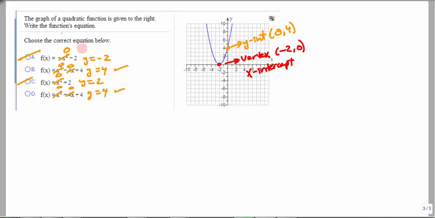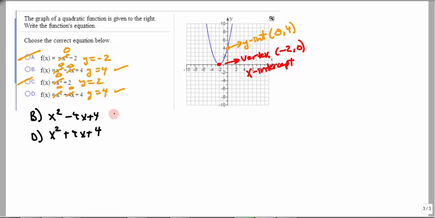Okay, and so for letter B, I have x squared, I better write them out again since I kind of crossed them out. I have x squared minus 4x plus 4, and for D, I have x squared plus 4x plus 4. So now let's go ahead and go after the x-intercept. Now the x-intercept means if I set y equal to 0.